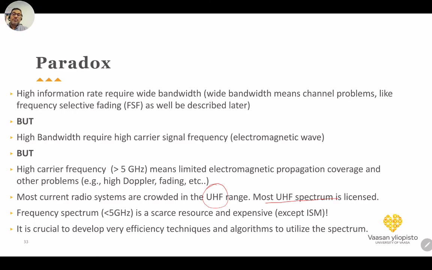Okay, the spectrum, as I said, below 5 gigahertz is scarce, so it is rare to get free resources in the spectrum. This is in wireless communication, except for the ISM. We will come to what we mean by the ISM.